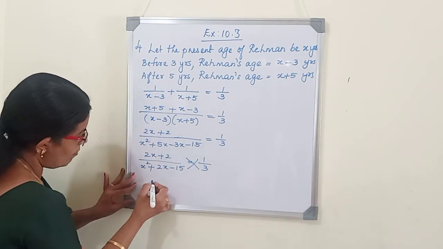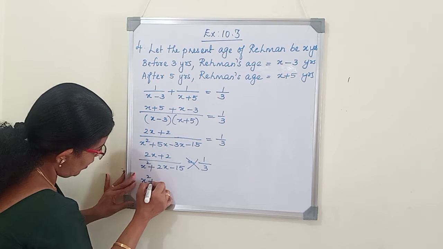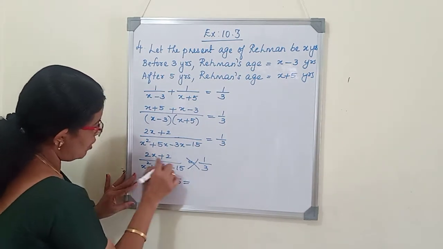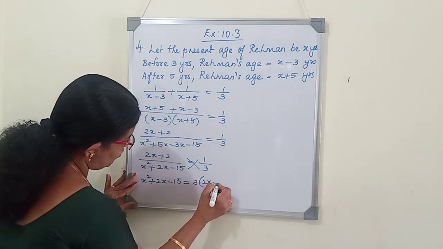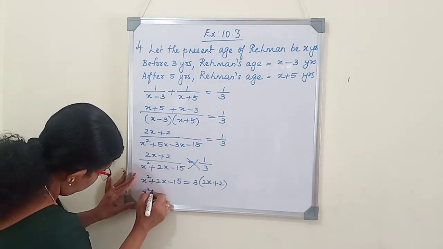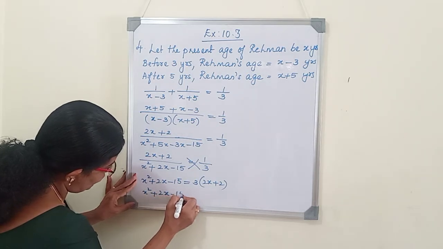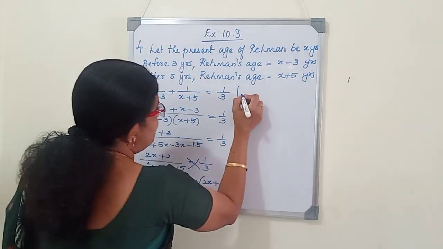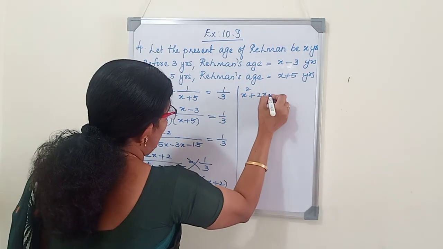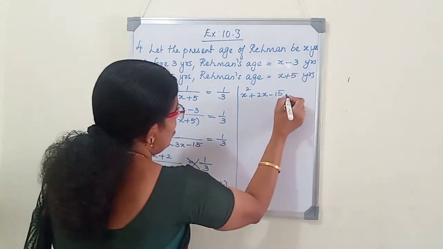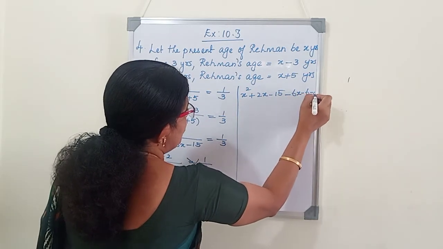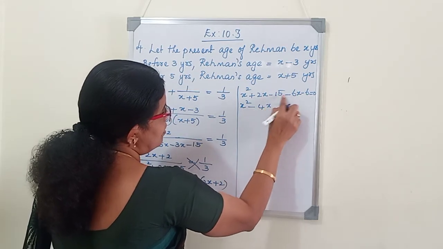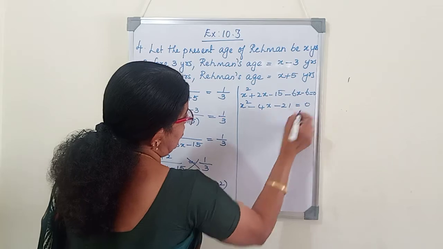Now we will cross multiply. X square plus 2x minus 15 into 1. X square plus 2x minus 15 is equal to 3 into 2x plus 2. So when we expand, x square plus 2x minus 15 is equal to 6x plus 6. X square plus 2x minus 15 minus 6x minus 6 is equal to 0. X square minus 4x minus 15 minus 6, minus 21 is equal to 0.